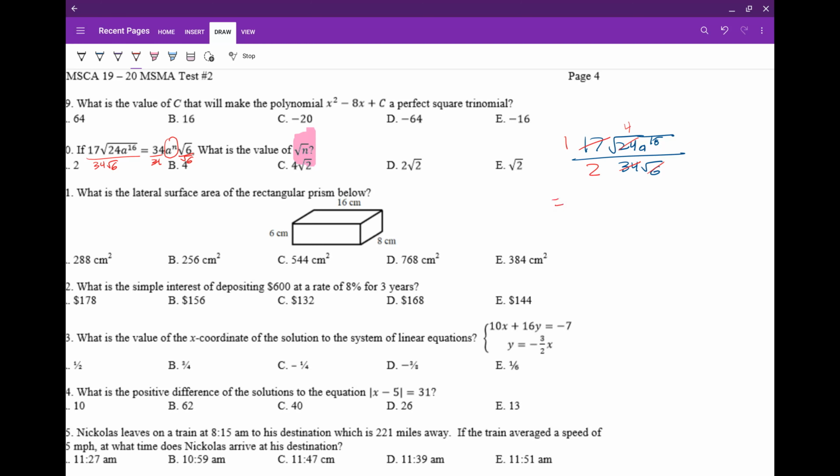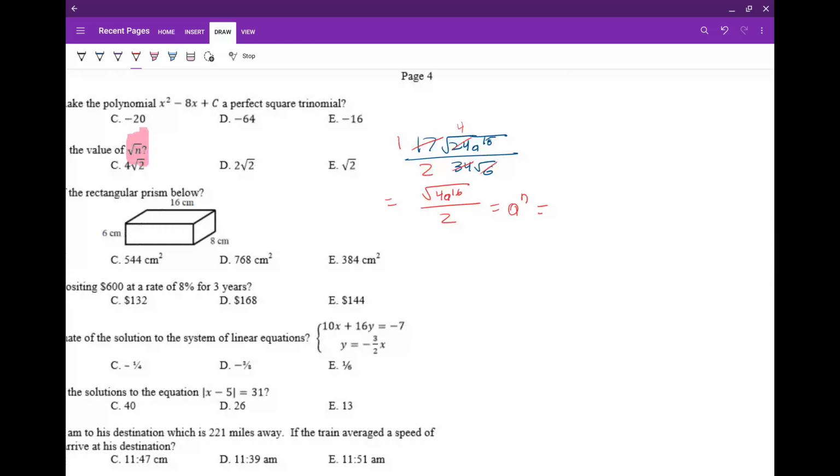So if you were to rewrite this, it would be root 4 a to the 16th over 2, and all of that is equal to a to the power of n. So you can simplify the radical. You can bring out 2a to the power of 8, because a to the power of 16, you take the square root, that's a to the 8th power, and then the square root of 4 is 2, divided by 2. And you get a to the power of 8 equals a to the power of n, so 8 equals n.